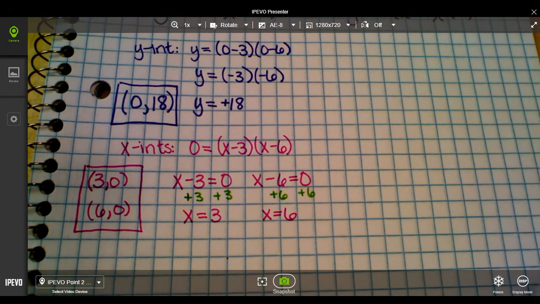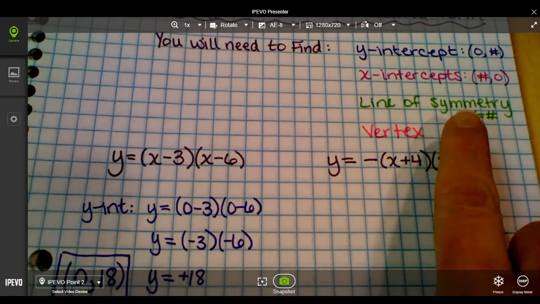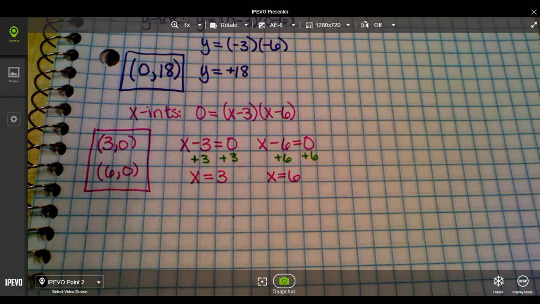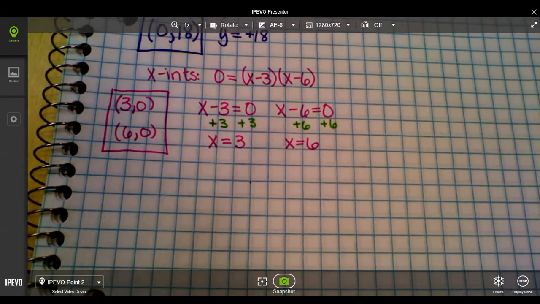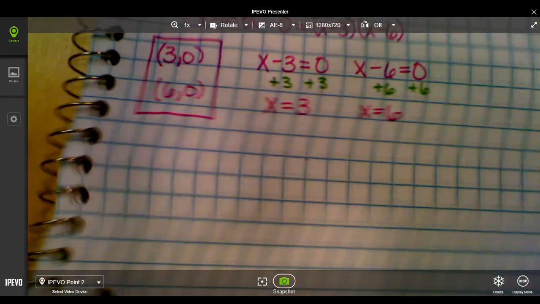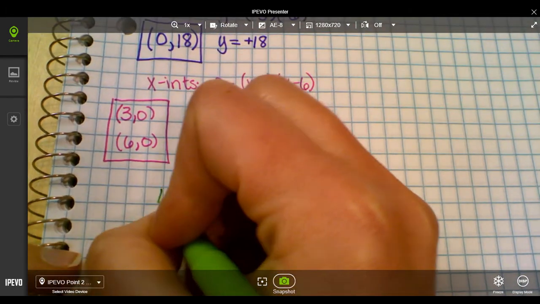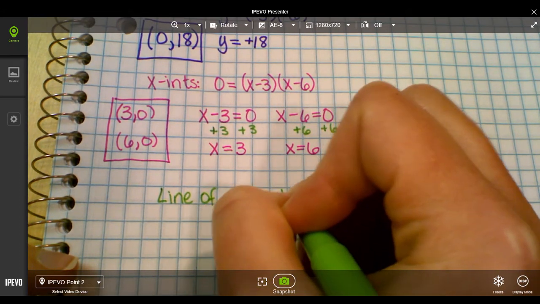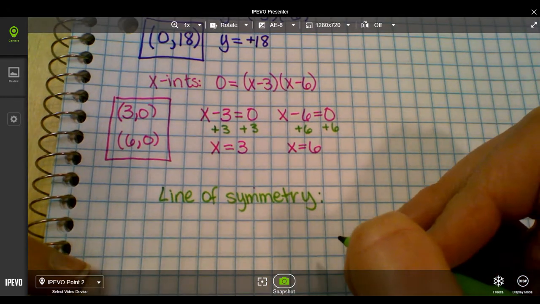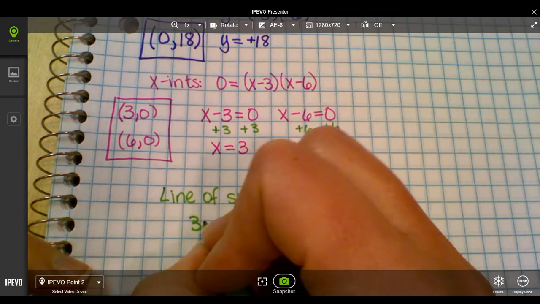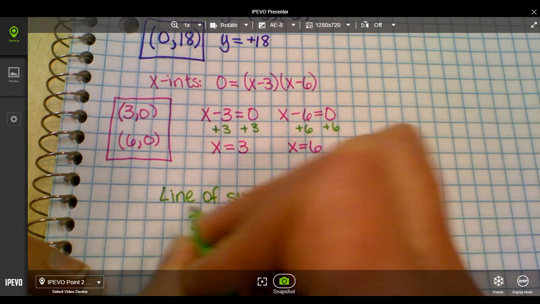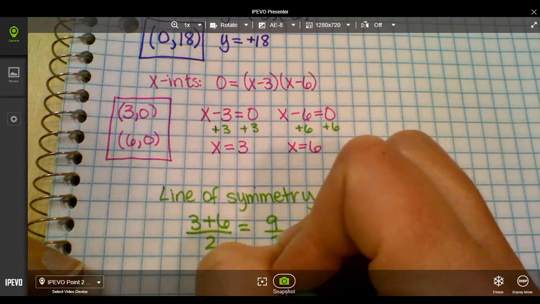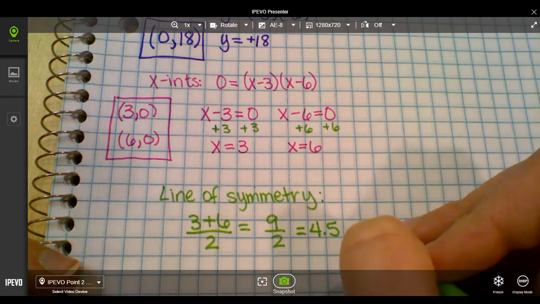Okay, now that we have our x-intercepts, the next thing I wanted you guys to solve for was your line of symmetry. Now, some of you guys like plotting out your two x-intercepts on your graph. You can do that and find the exact middle for your line of symmetry. I'm going to do it algebraically this time. So for my line of symmetry, if I want to find the exact middle of my two x-intercepts, what I'm going to do is I'm going to add my two x-intercepts together. I'm going to add the 3 and the 6 together, and then I'm going to cut it in half. That's how I'm going to find the middle. So 3 plus 6 is 9. I'm going to divide 9 by 2, so I'm going to get 4.5.